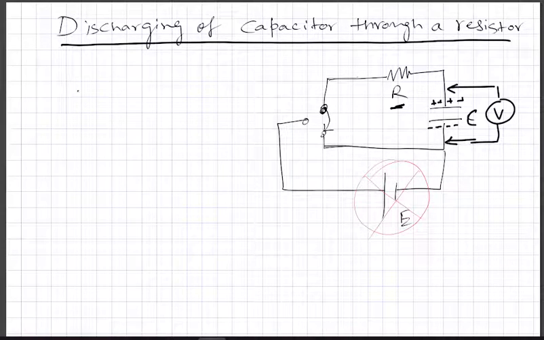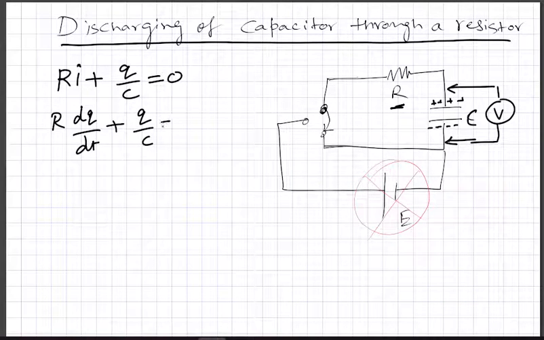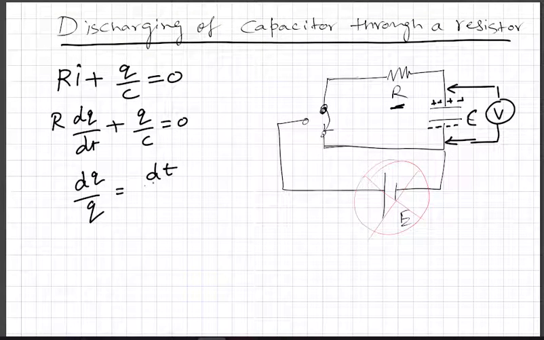Now let us apply Kirchhoff's voltage law. By applying Kirchhoff's voltage law, Ri plus Q by C is equal to 0, or R into I, you can write it as dQ by dt, plus Q by C is equal to 0. Rearranging the terms, dQ by Q is equal to minus dt by RC.